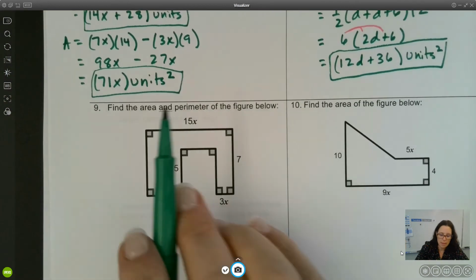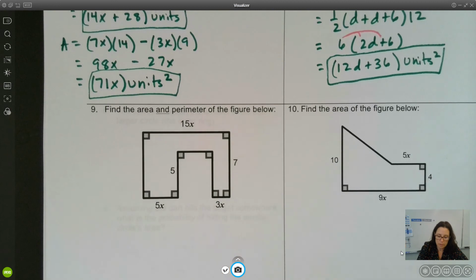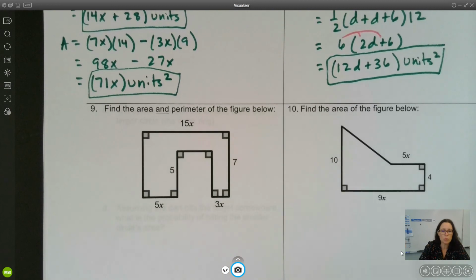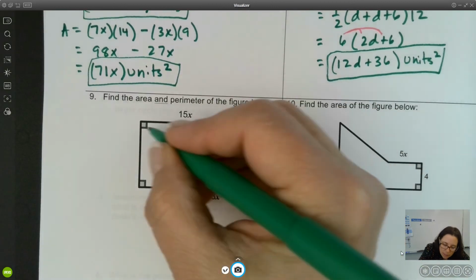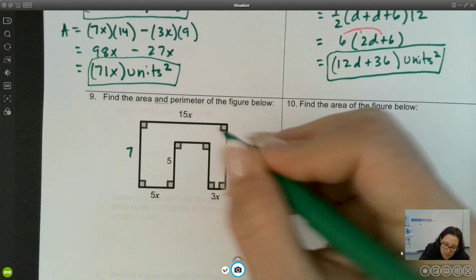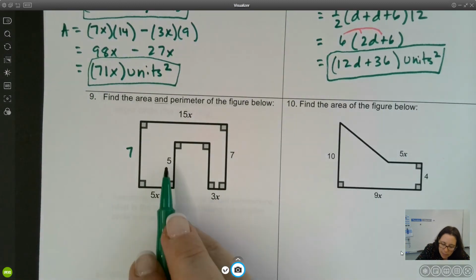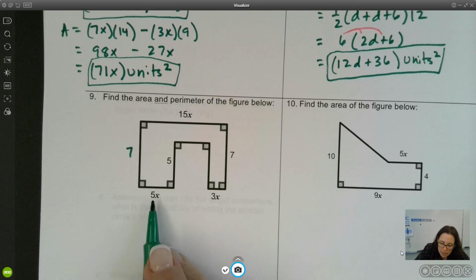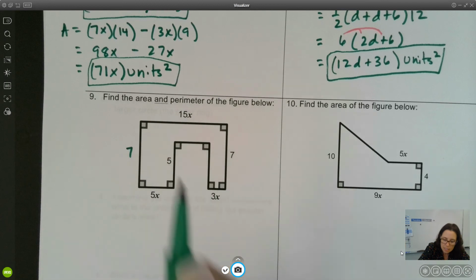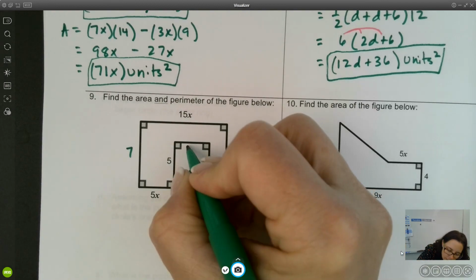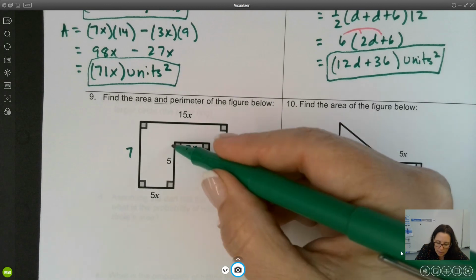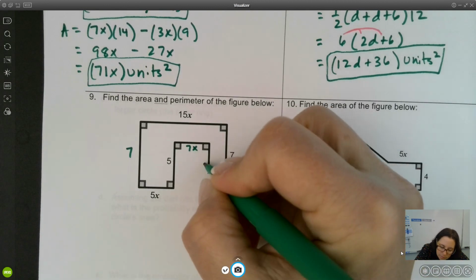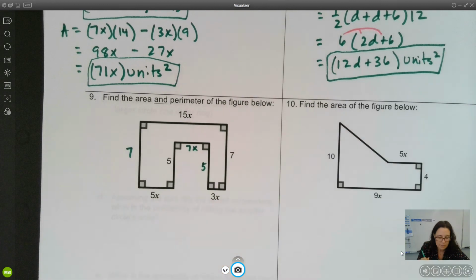Okay, this guy, area and perimeter. Okay, let's go around the object and make sure we have every side labeled. All right, so 15x, this needs to be a 7 because this is 7. 5x, 5, we need something here. If this is 5x and this is 3x and the whole thing is 15x, this right here is 7x. Right here is going to be a 5. 3x, okay, so we have everything.